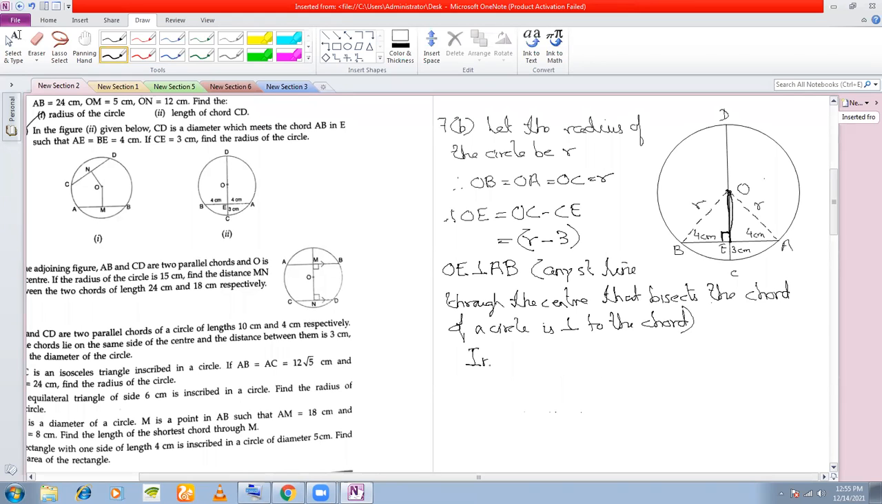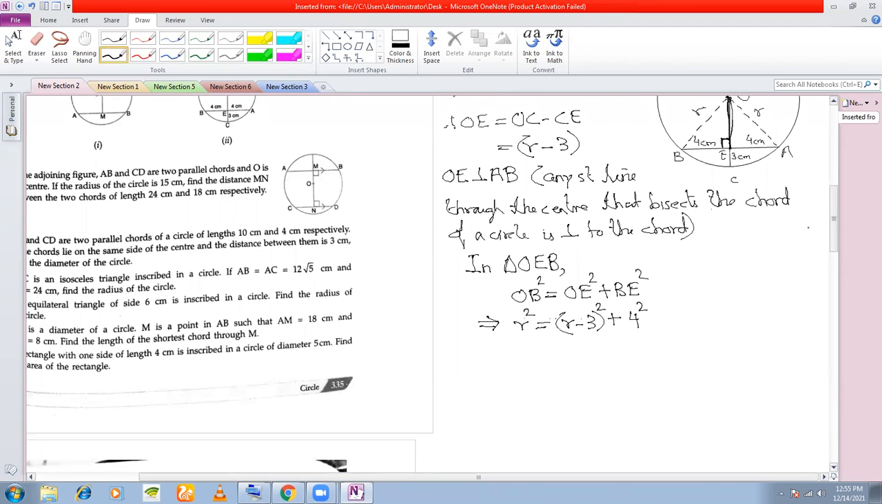We write in triangle OEB. You can also consider OEA as your triangle. Okay. OEB. What do we have? We have OB square is equal to OE square plus BE square. Right? OB square, OB is R. OE is R minus 3, we have found above. And BE is given to you as 4. Now we're getting an equation in R. We need to solve this equation and you'll get the value of R. How to solve this equation?